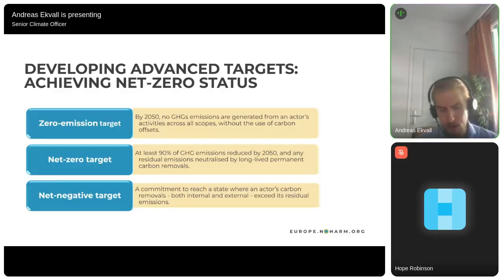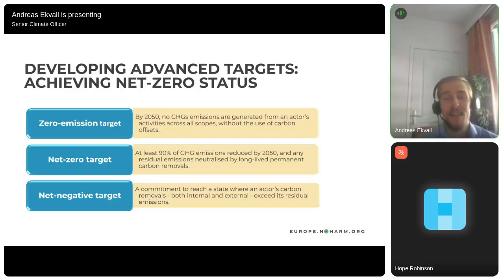However, in looking at the healthcare sector, it may still be medically justified to release certain emissions in 2050. And in those cases, the right path is probably to set a net zero target. This entails that you still have to drastically cut emissions or reduce them by at least 90% by 2050. And only after this, residual emissions should be neutralized using high quality, long-lived, permanent carbon removals.